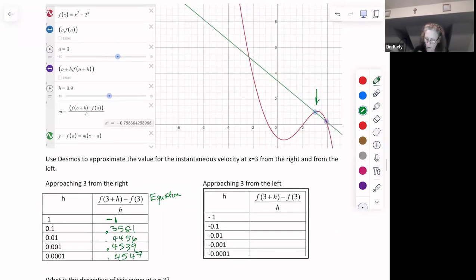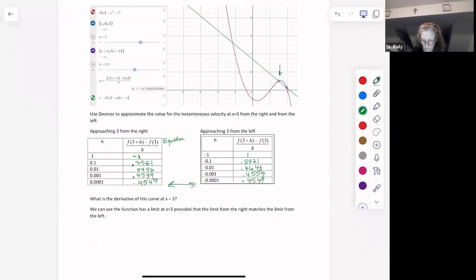Then approach from the other side. So what if your h was -1 and you're trying to approach and get closer and closer? So you start out, that's still going to be a 1. This is going to be like 0.5421, 0.4640, 0.4557 if I do all the math. And this is 0.4549.